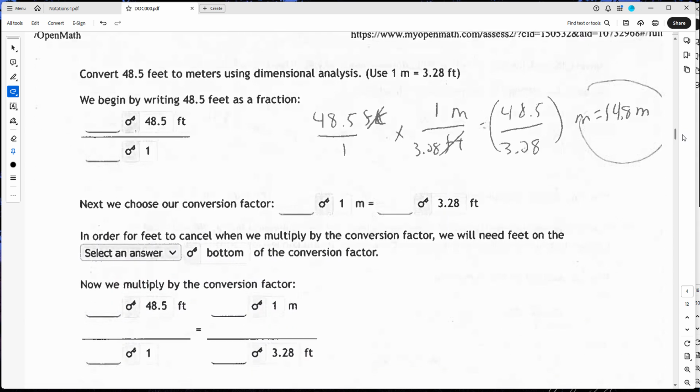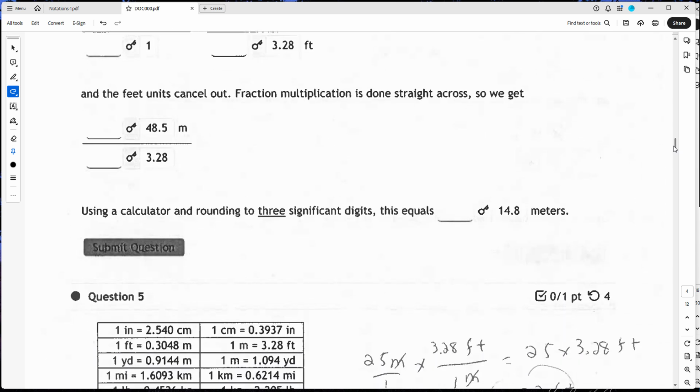This one here is similar. They give you the equivalents to use. So to multiply, I want feet to cancel out, to get meters. So feet cancel out, I'm left with 48.5 divided by 3.28, which gives me 14.8 meters. Okay, and then they ask you about the equivalents, and then they want you to enter all the pieces that you used.